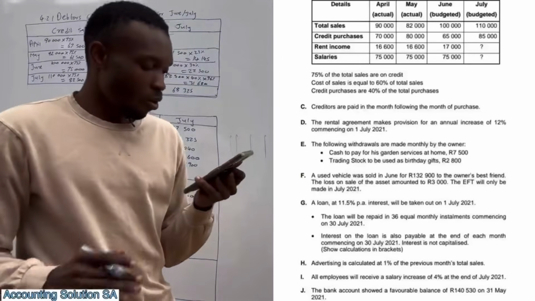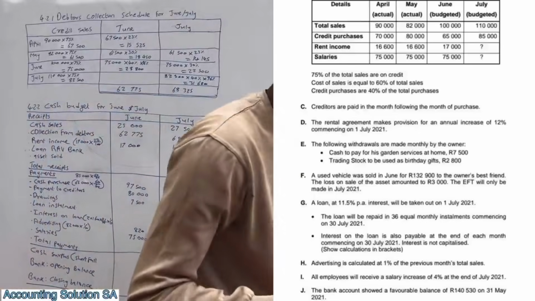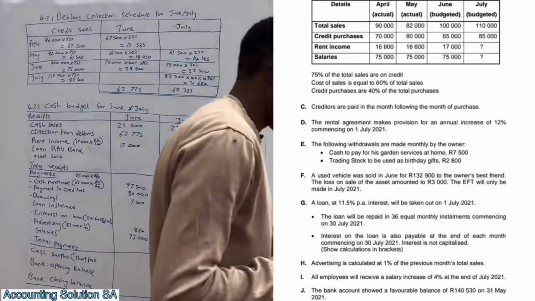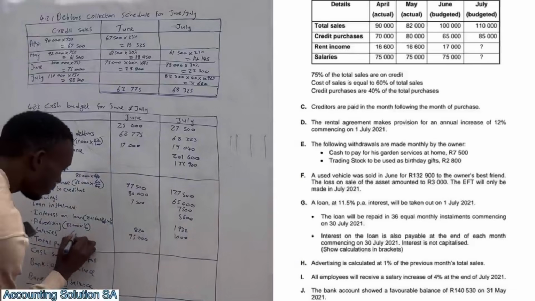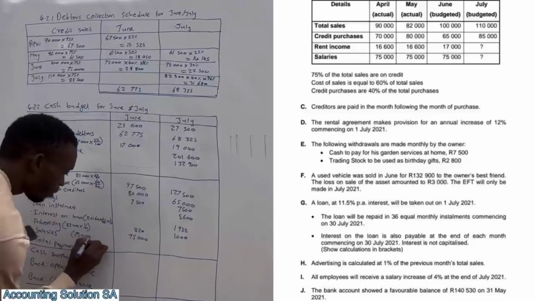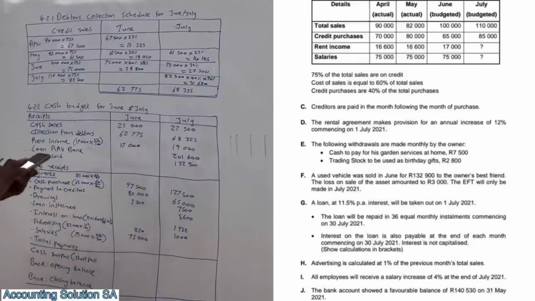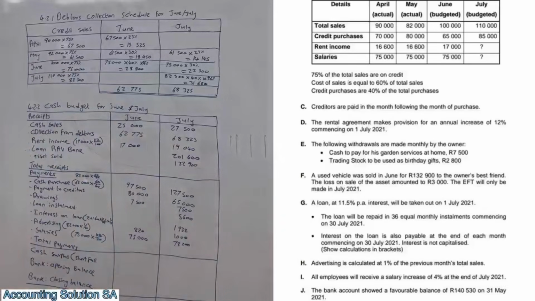Number I. All employees will receive a salary increase of 4% at the end of July. Okay. Now let's deal with this increment of salary. Salary, it was 75,000. 75,000 multiplied by 104, because the increase is 4%. Then it will be 78,000.